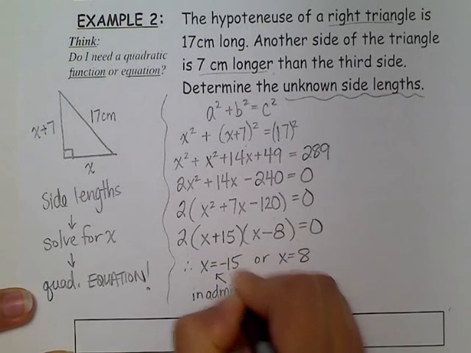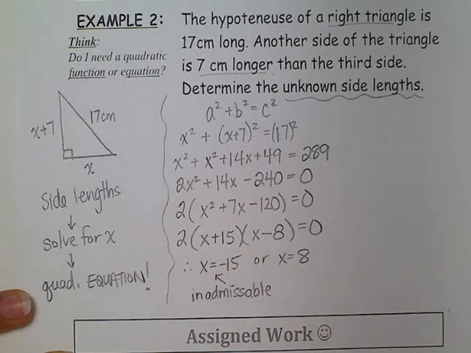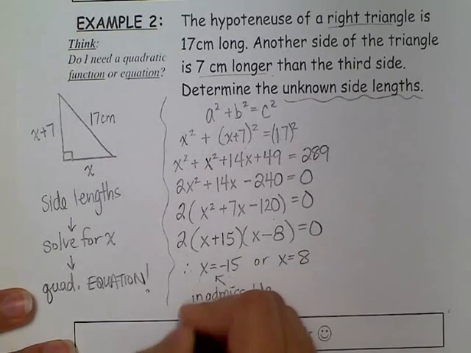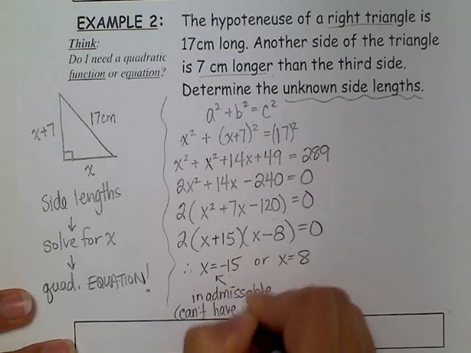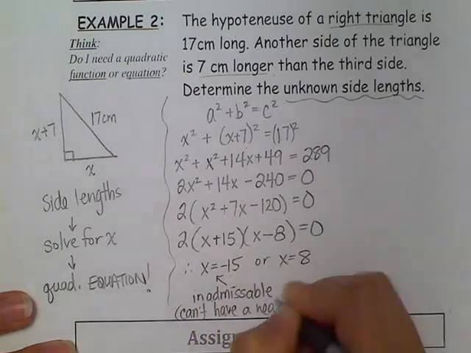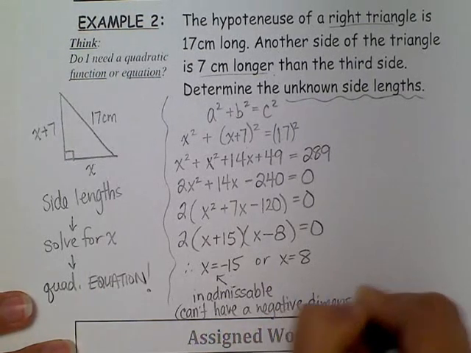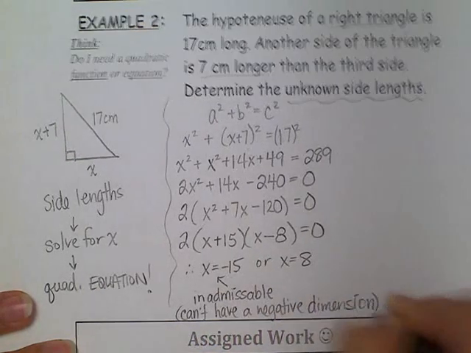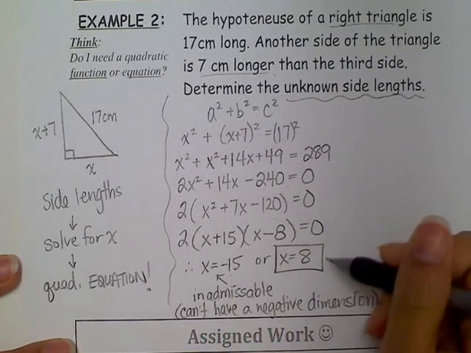Okay, so because x represents a side length, we know that negative 15 is not possible. And the way we say not possible in math is inadmissible. That indicates that this solution cannot happen. And the reason for that is because you can't have a negative dimension. And so what that means is we only have one solution, and that solution is x is equal to 8.